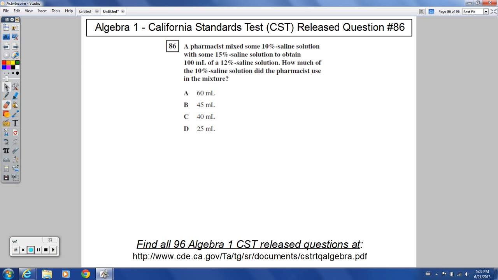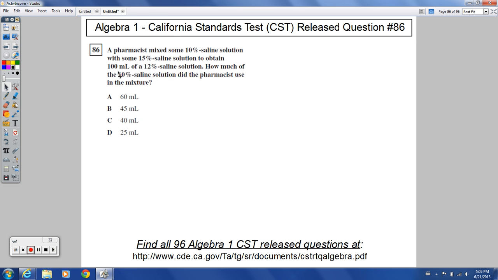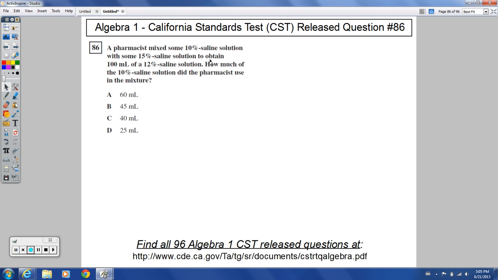Welcome to release question number 86 for the Algebra 1 CST questions. It says a pharmacist mixed some 10% saline solution with some 15% saline solution to obtain 100 milliliters of a 12% saline solution. How much of the 10% saline solution did the pharmacist use in the mixture?